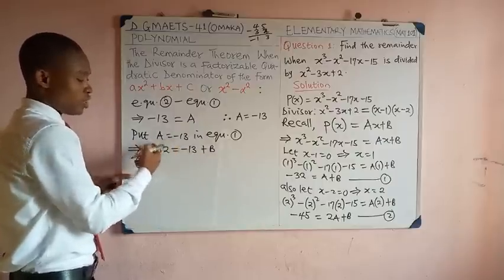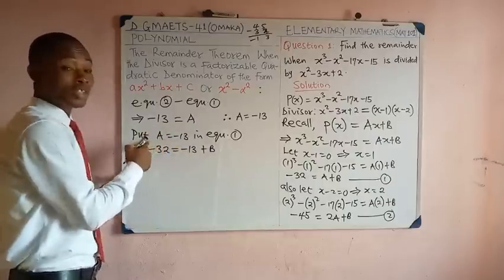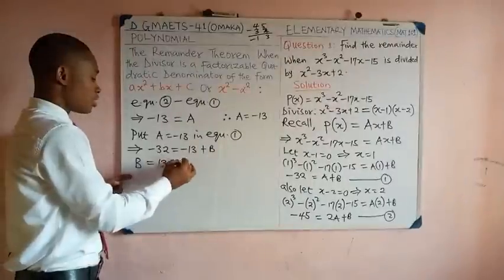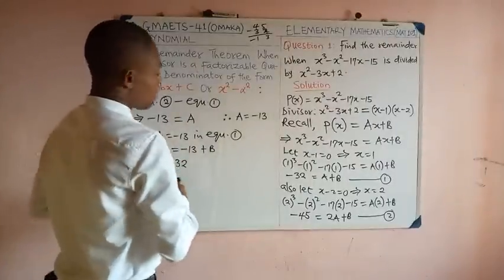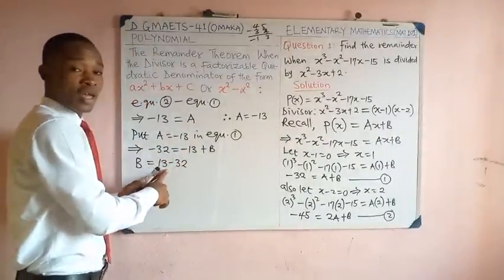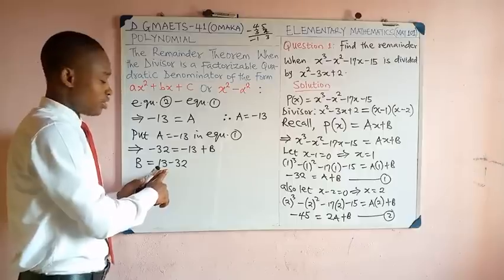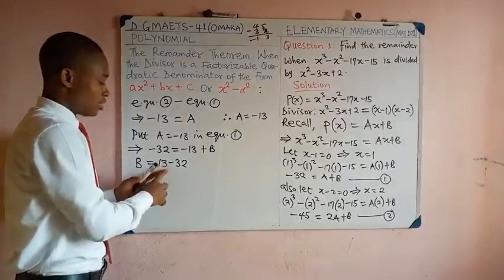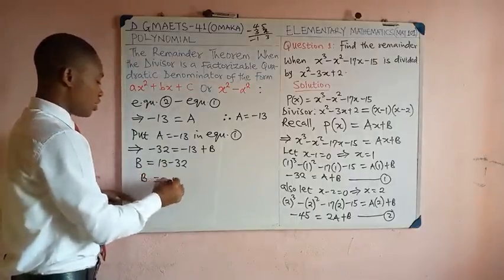Minus 13 will cross. If minus 13 crosses to this place, it becomes plus 13. So b is 13 minus 32. 13 minus 32 is the same as doing 32 minus 13. Any result you get, you put minus there. And if you work on this, you're going to get that b is equal to minus 19.